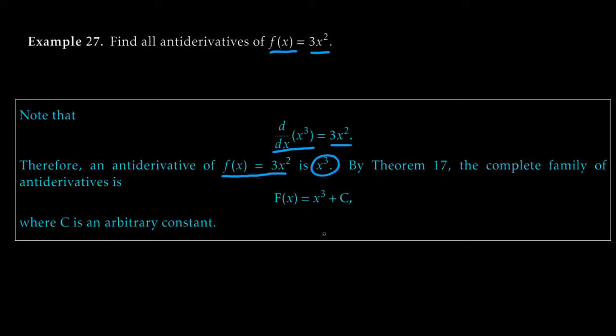And in fact, using that previous theorem, theorem 17, the complete family of antiderivatives are all of the functions capital F of x equals x to the third plus a constant. So C, any constant you want. Arbitrary means pick any dang one you feel like. It works for every single one.